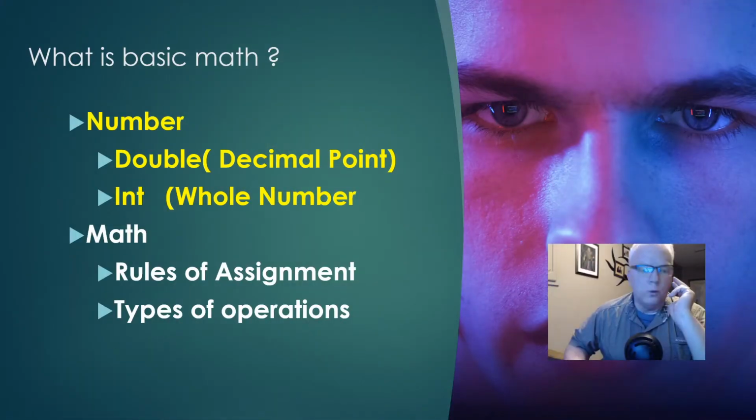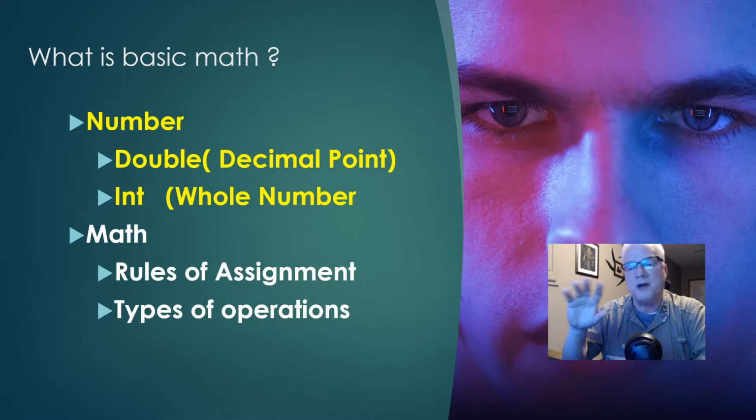So, what are we going to talk about here? Well, we're going to be talking about just some basic math. We've already talked about numbers. We've talked about doubles and ints, and we did that in the last video in CSASP 006. And so in this one, we're actually going to talk about math. Number one, rules of assignment, how we assign things in C#. But also we're going to talk about types of operations that we can do.